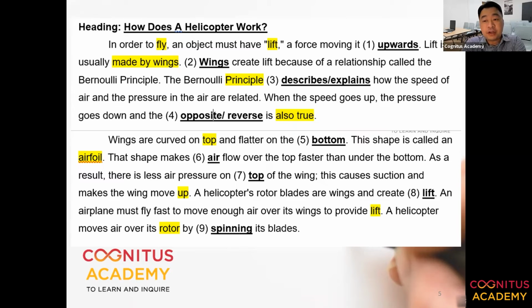Why also true? Because whenever you use also, you are emphasizing that it is a bit different from the first scenario. So the first scenario is when speed goes up, pressure goes down. And then what is also true? So the opposite is also true, or the reverse is also true, because it has that same meaning. So the context here is also, and then the relationship is here.